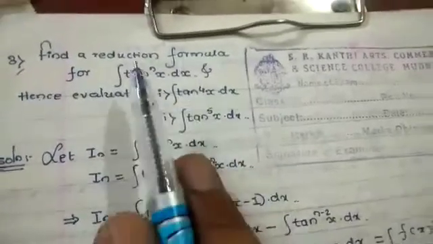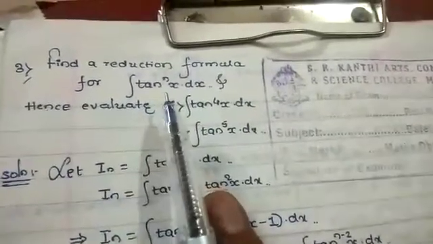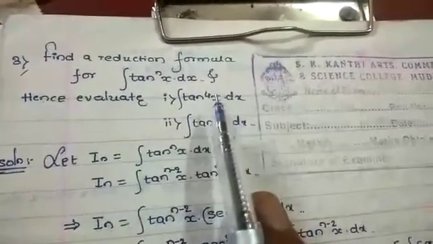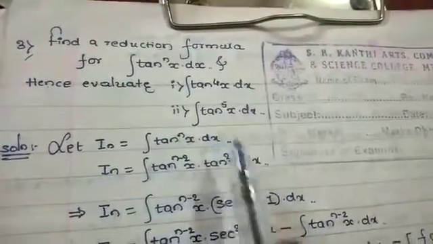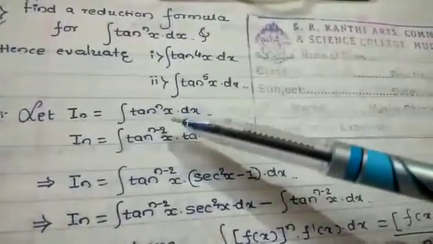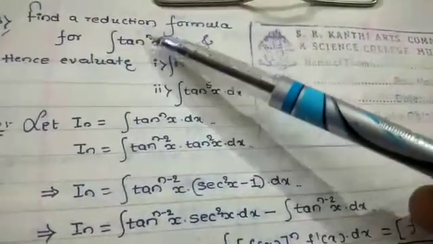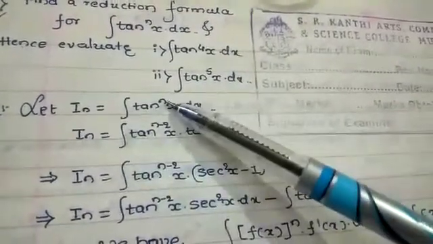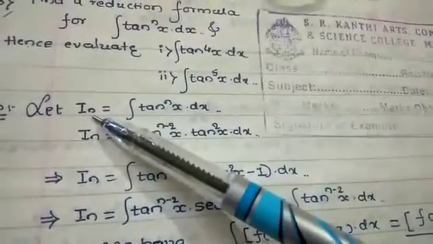Okay. So, find the reduction formula for the integration of tan raised to n x with respect to x, and hence evaluate tan raised to 4x and tan raised to 5x with respect to x. Okay, tan and cot are the same. So first you have to consider this nth term, tan raised to n x with respect to x, as I_n.